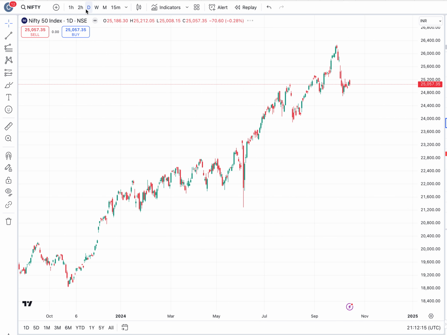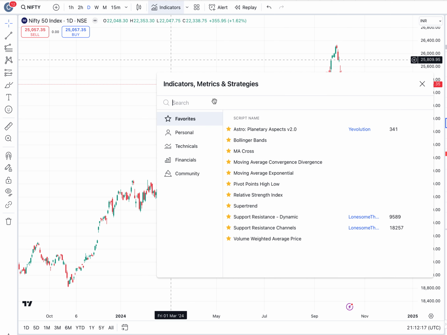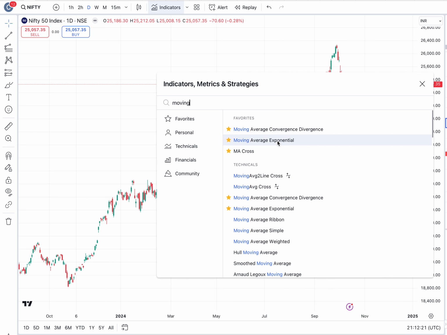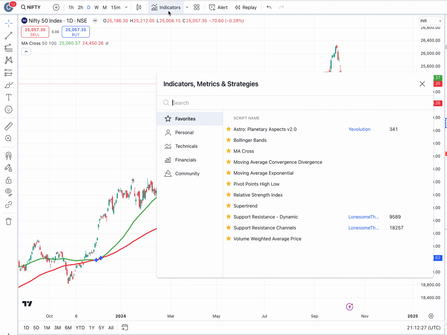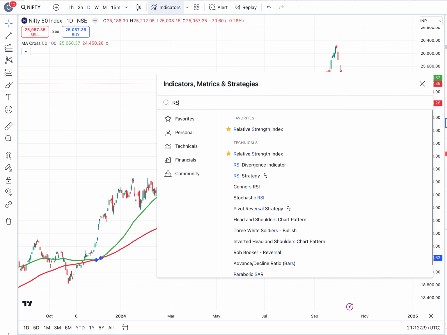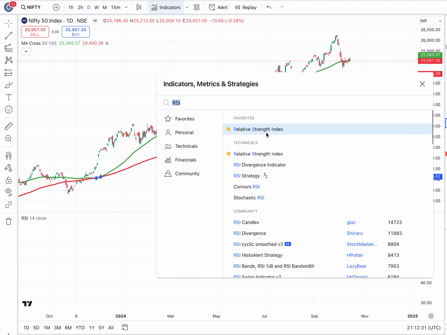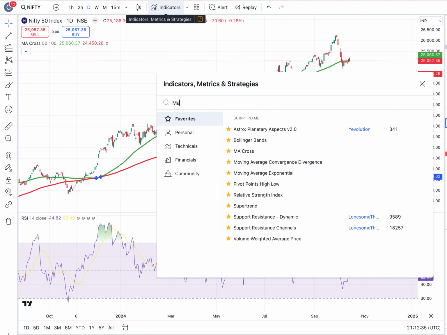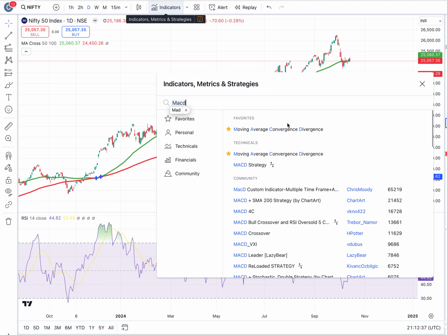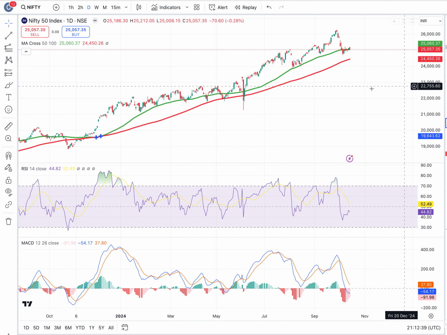So let's talk about the first thing. Let's add the first indicator, moving averages, moving average cross. I think we discussed this, and let's add MACD or RSI. Let's add the RSI part, relative strength index, and then let's add MACD also. We'll talk further about MACD in other courses, but let's add MACD.